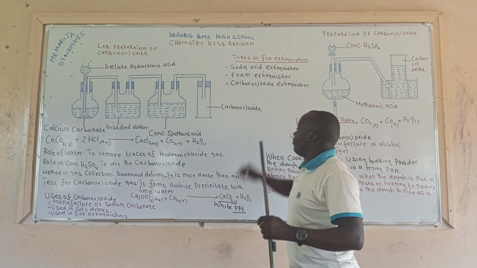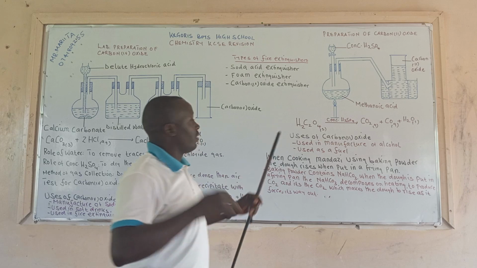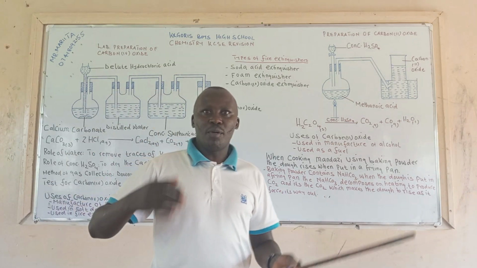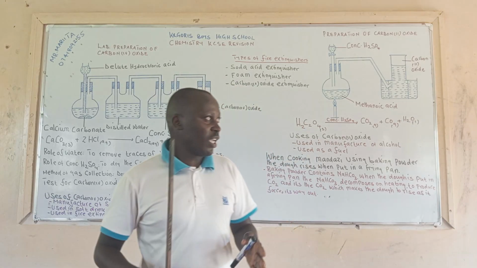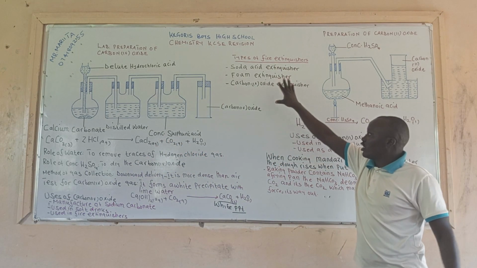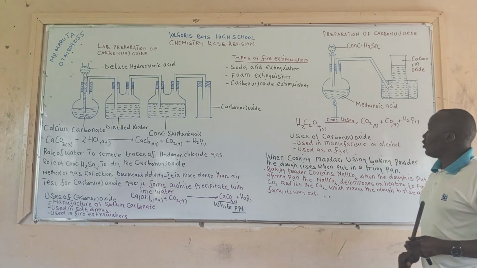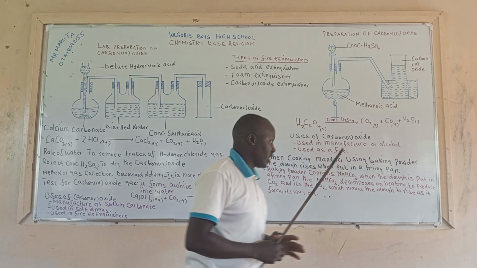And then lastly, we have another type of fire extinguisher, the carbon dioxide extinguisher. This one contains liquid carbon dioxide under pressure. So if you are required to name the types of fire extinguishers, that is what we have there. That is all about the preparation of this carbon dioxide gas.